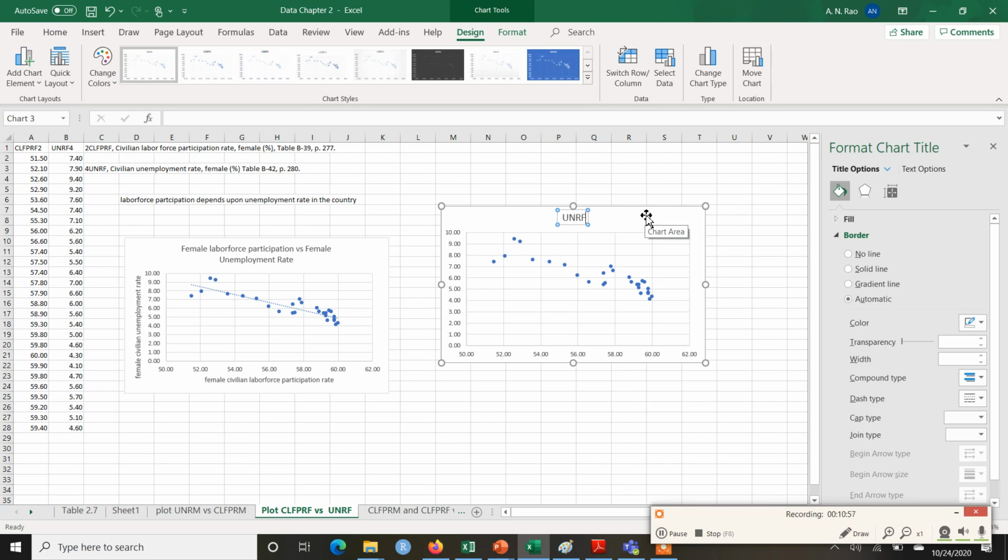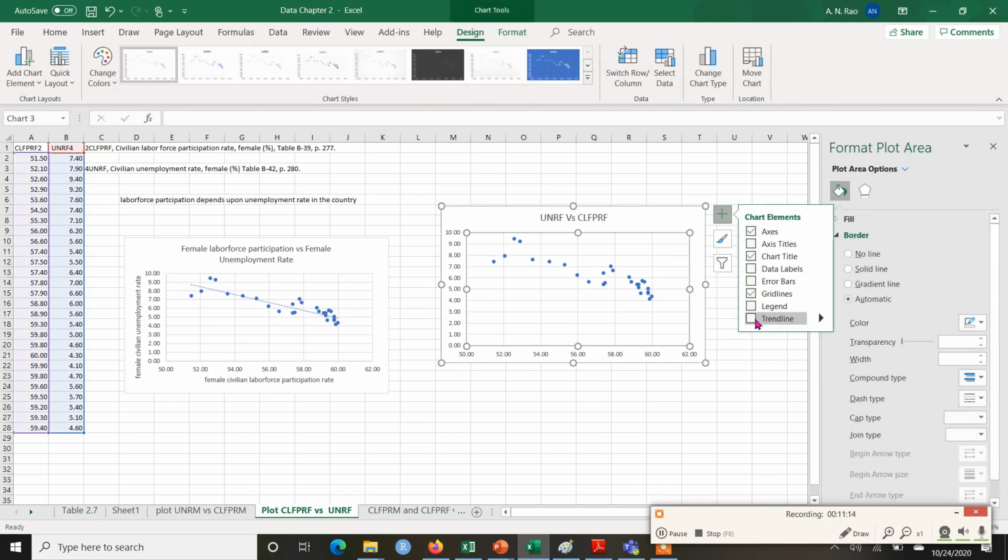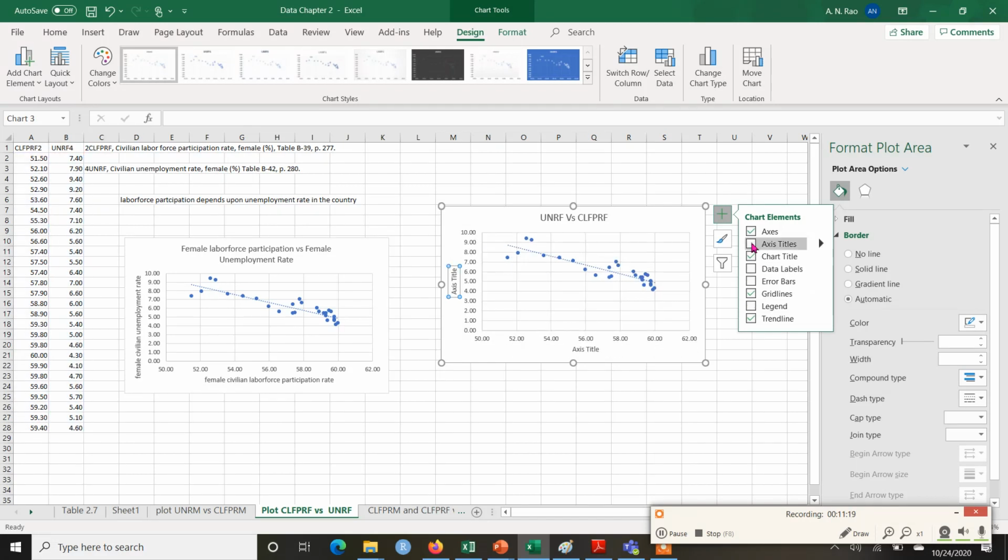For example, this is UNRF versus CLF PRF. So this is the plot. I can add the trend line by clicking on the plus sign, and then I click on trend line. I can add the axis title, and then I can enter the text here that I've already typed, so you can type once you repeat this activity on your own.